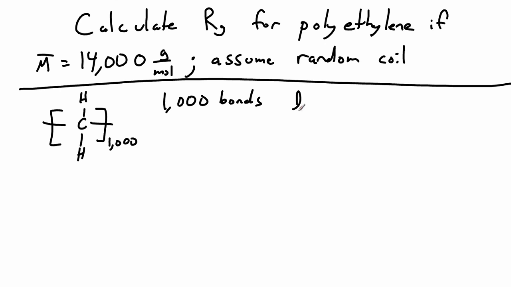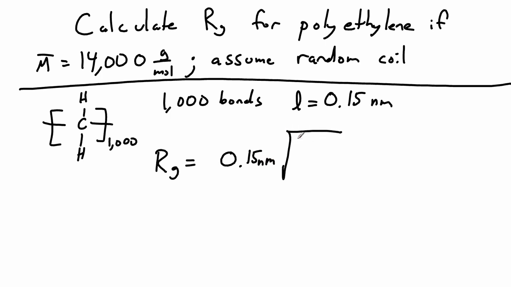and the length. Okay, so a single carbon-carbon single bond is about 0.15 nanometers. And so we're ready to go on this. So the radius of gyration is just the length of a bond, 0.15 nanometers, and then we have the square root of the number of bond lengths, roughly 1,000, all over 6. And that works out to 1.9 nanometers.